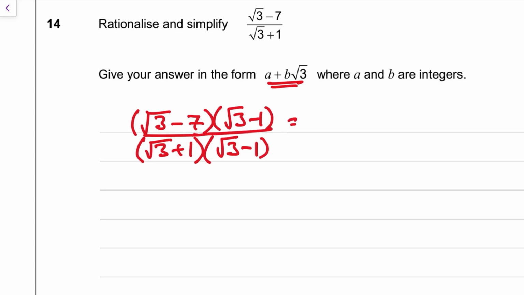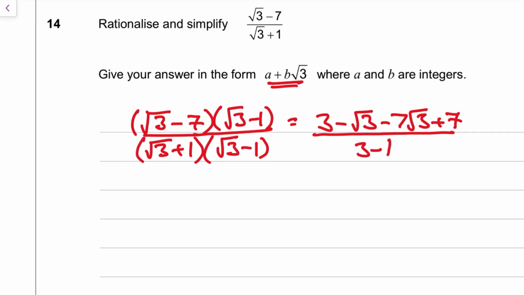And that's going to give me, right, let's do this carefully. So root 3 times root 3 is 3. Root 3 times minus 1 is minus root 3. Minus 7 root 3, and minus 7 times minus 1 is 7. And on the bottom, square the first one, which is 3, square the second one, which is minus 1, because there's a minus. Gives me 2.